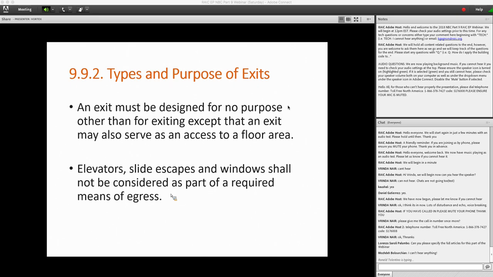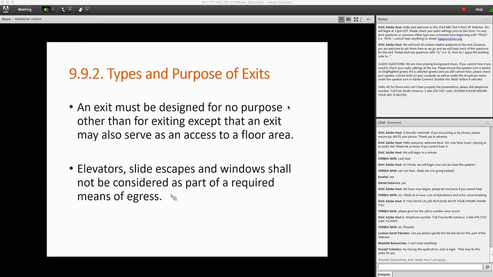One other requirement is that elevators, slide escapes, and windows shall not be considered as part of a required means of egress. So the code basically does not consider elevators, slide escapes, and windows. There are some exemptions though for windows, typically for dwelling units, where you are required to provide windows or doors from bedrooms to enable occupants to escape.